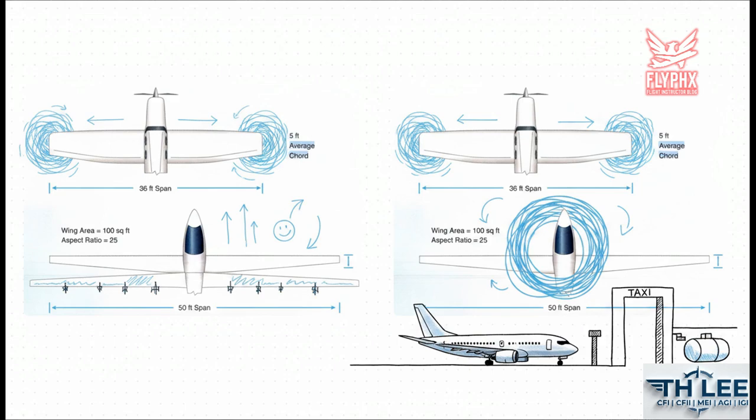You might be wondering, how do designers fight induced drag? Well, they play with something called aspect ratio, which is just the wing's length divided by its chord width. A high aspect ratio wing, picture a really long, skinny glider wing, produces a tiny little wingtip vortex, which means very little induced drag. That's fantastic for climbing, but why don't Boeing 737s look like gliders?